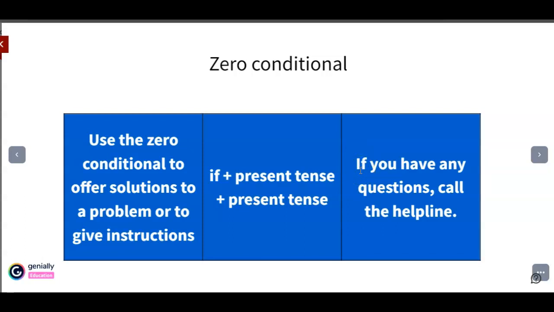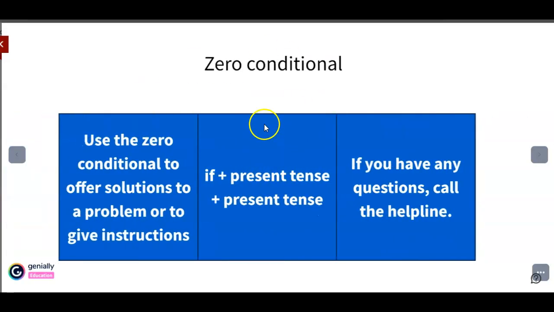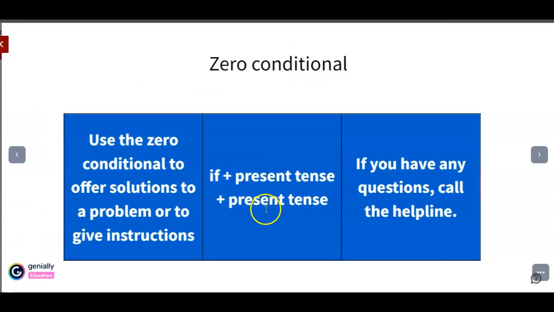I'm quite sure that you are very familiar with this grammar because you may have checked it in previous courses, but still it is important for you to know that we're using this when we are offering solutions to problems or when we are giving instructions. And we use the first conditional to talk about possible situations and the results in case something happens with the patient. For example, my husband will help me if I have problems. So we use if plus the present tense and the future tense in the first conditional. And in the zero conditional, we have if, present tense, and present tense.